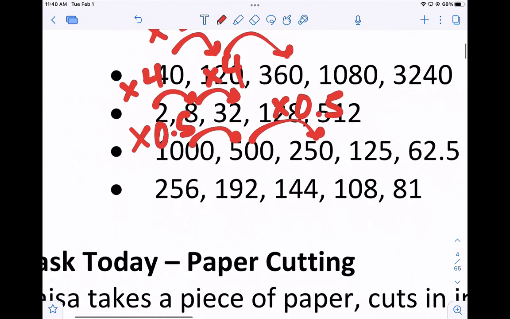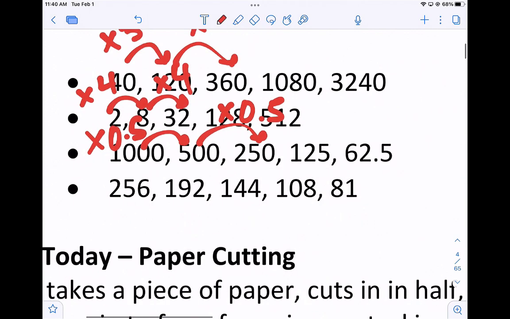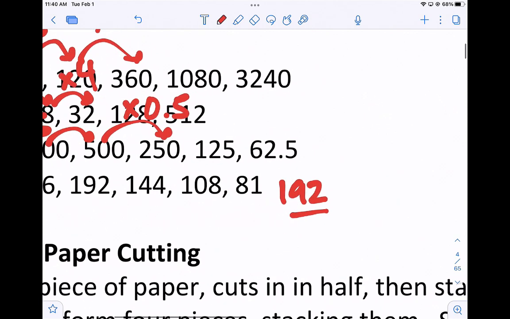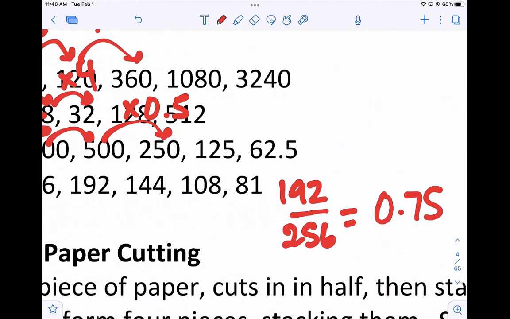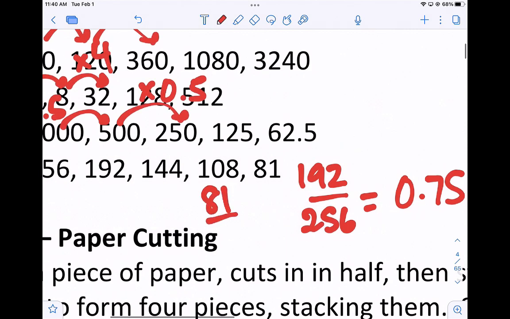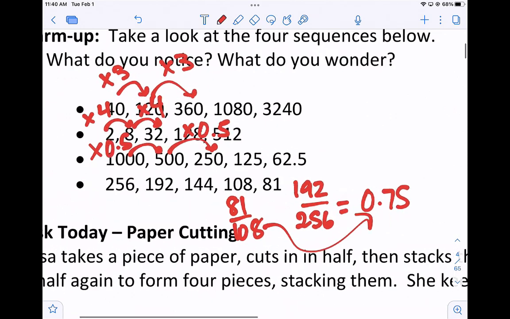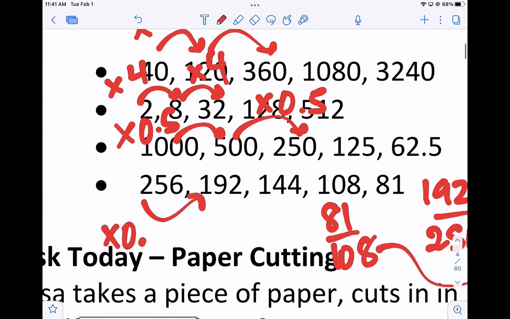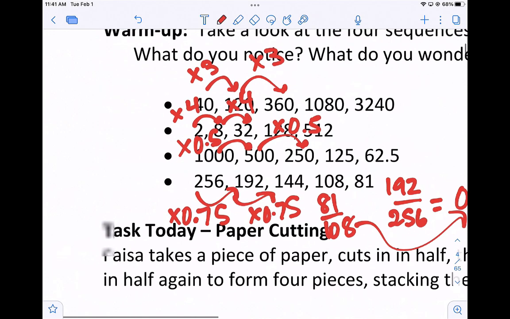In our last one, I wasn't sure, so I divided. I did 192 divided by the number before it, 256, and I got 0.75. And if I try that with another one, like 81 divided by 108, you get the same thing. So if we take any number and divide by the number before it, we get what's called a ratio, which is what we're multiplying by each time. So here it's 0.75. In all of these, they're being multiplied by the same number every time to get to the next term.